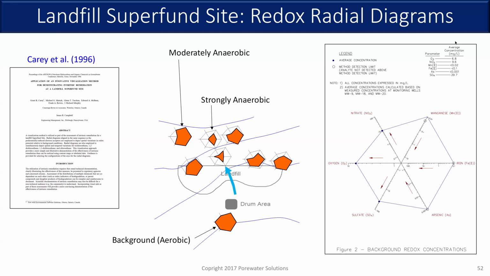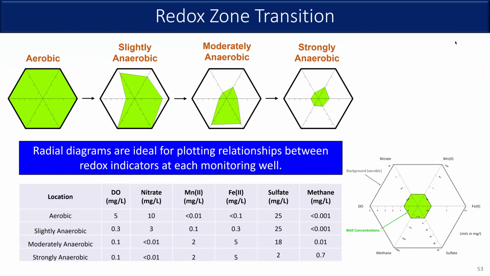So what happens is because we have reversal of axis directions between electron acceptors and metabolic byproducts, we can really easily see aerobic conditions all plotted on the outside of the radial diagrams. Strongly anaerobic conditions are plotted on the inside. And the diagrams at the top just show what you might see if you have biodegradation starting to occur as groundwater moves through a source area, where it transitions from aerobic to strongly anaerobic conditions.